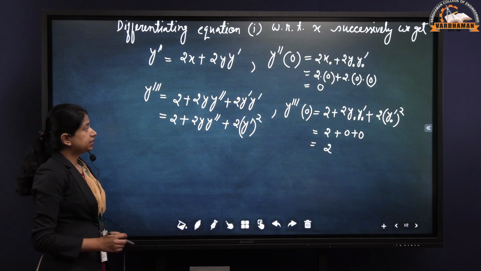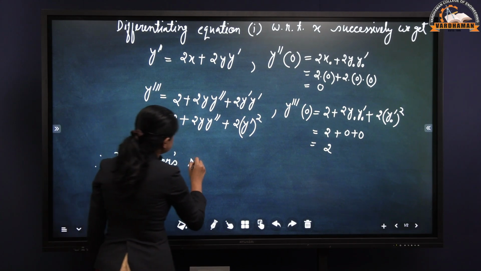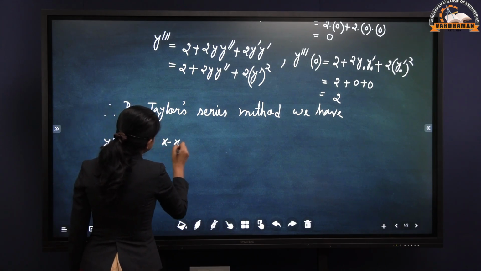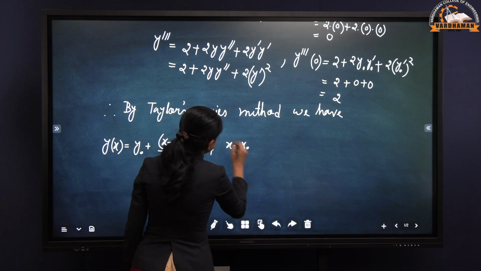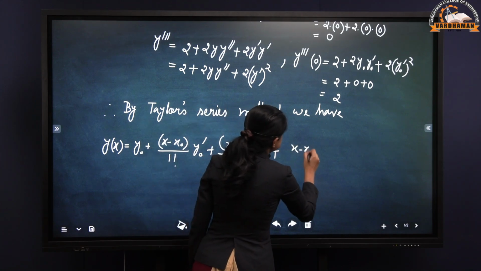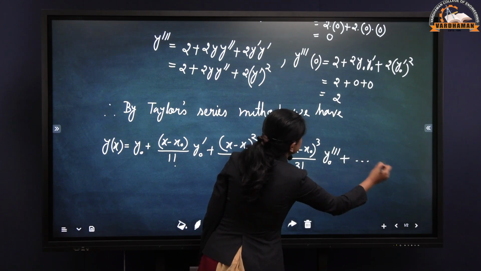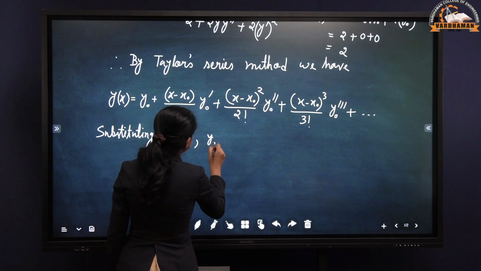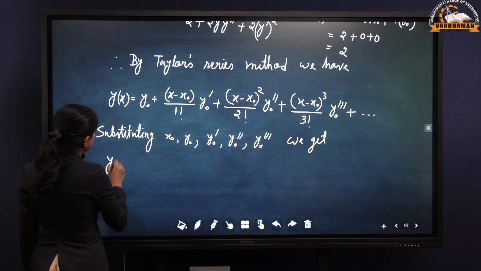Now let us put these values in the Taylor series. Therefore, by Taylor's series method, we have y(x) is equal to y naught plus (x minus x naught) by 1 factorial y naught dash plus (x minus x naught) whole square by 2 factorial y naught double dash plus (x minus x naught) whole cube by 3 factorial y naught triple dash plus so on. Now let us substitute the values.